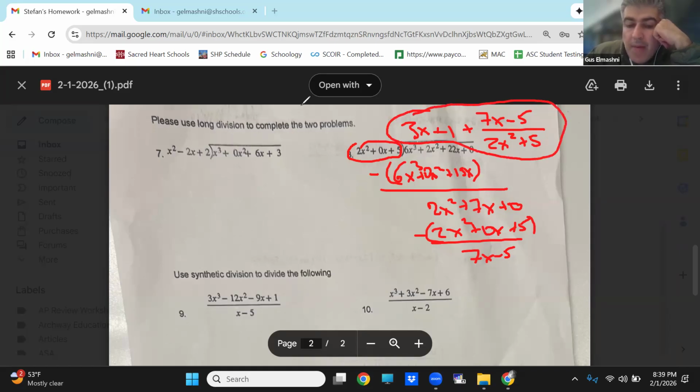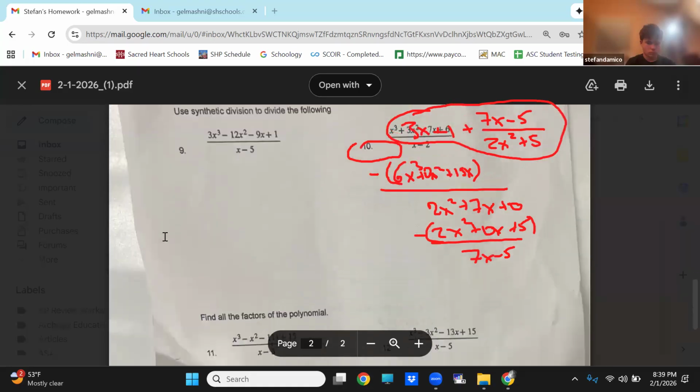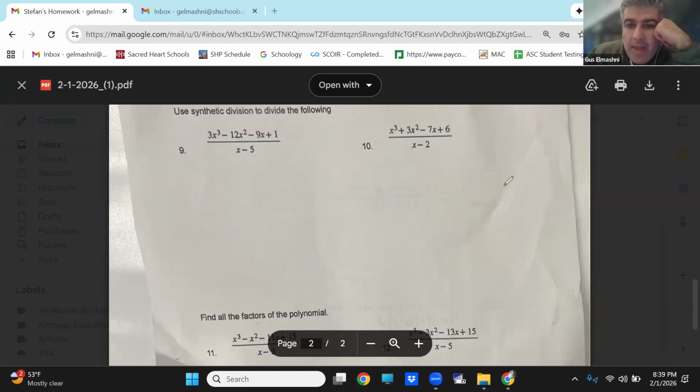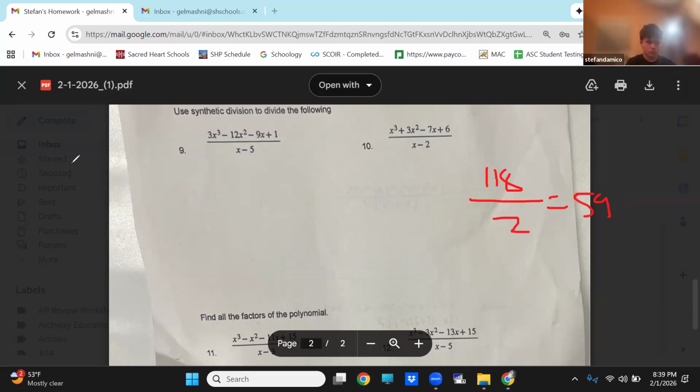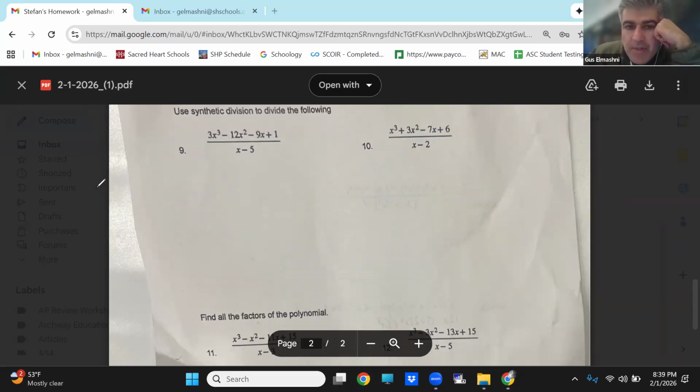So again, that's the division for that one. It can also help with factoring too, because when you are dividing, you are factoring. Like for example, if I have 118 divided by 2, I know 2 is a factor of it. I get 59. That's what's gonna happen for 11 and 12, because factoring is division.